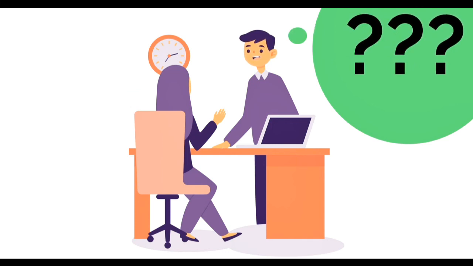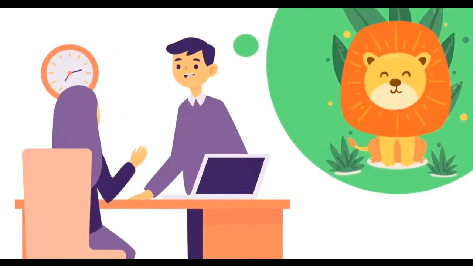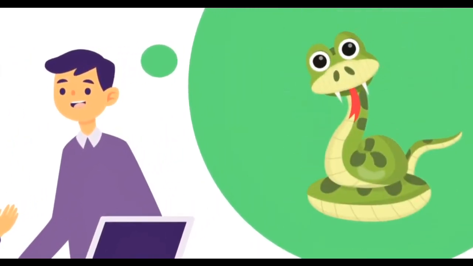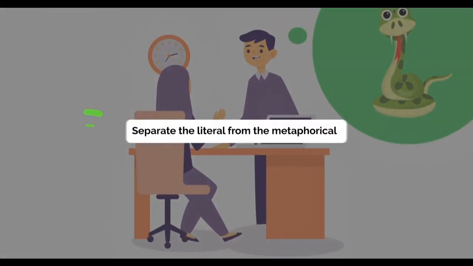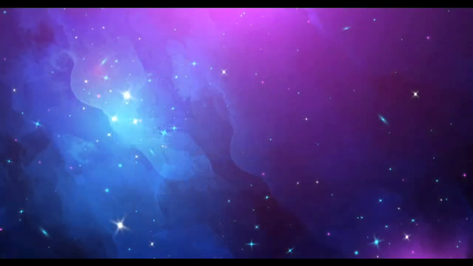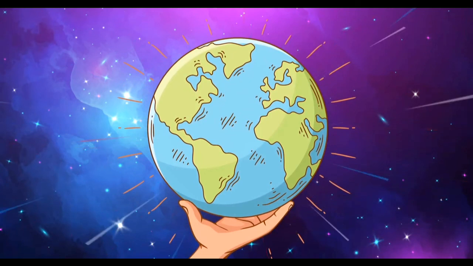Now, if it's loud and hostile, you could say it's a lion or a bear. If it's passive-aggressive and tense, you might describe it as a snake. Thought experiments like these let you separate the literal from the metaphorical. As you hone your skills, you'll begin noticing all kinds of meaning hidden in the world around you.